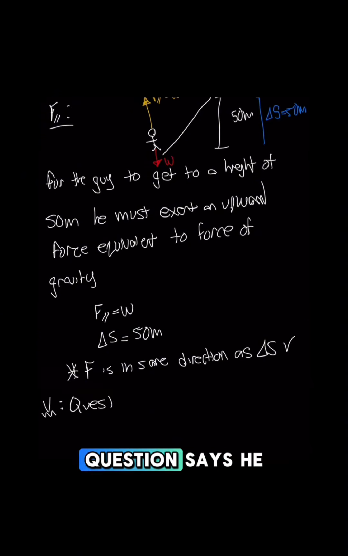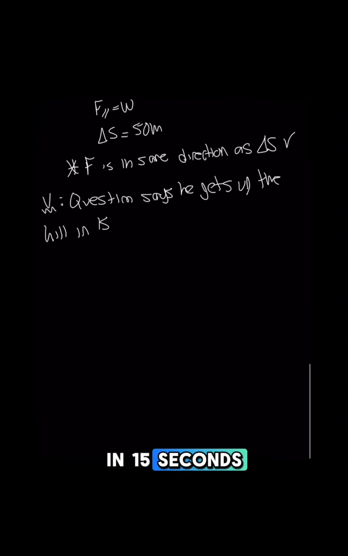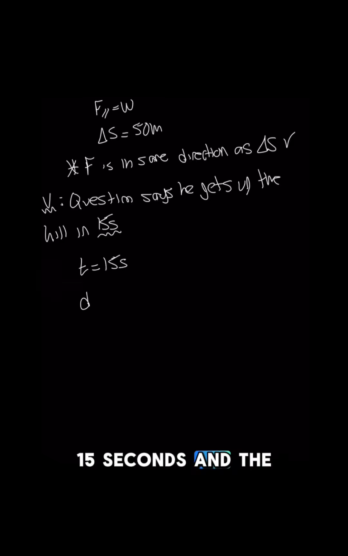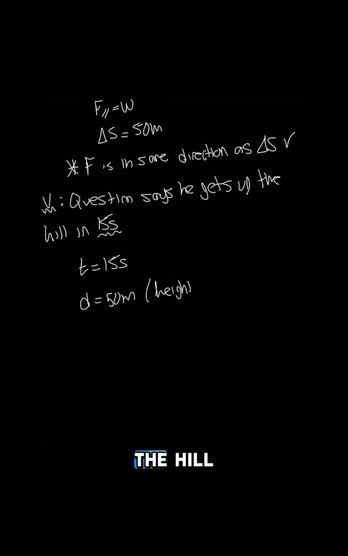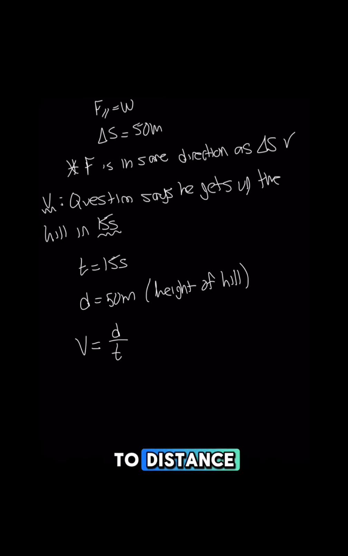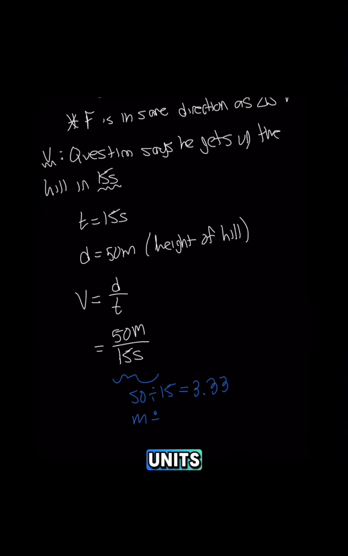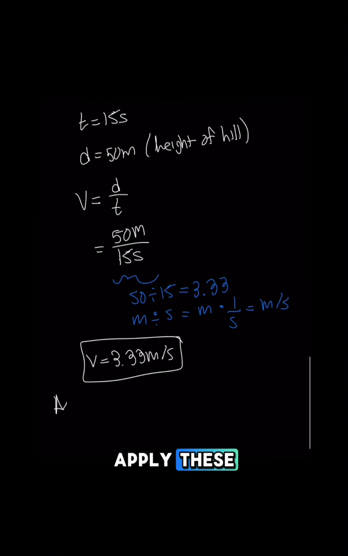For velocity, the question says he gets up the hill in 15 seconds. So our time is going to be 15 seconds and the distance is going to be 50 meters. That's the height of the hill. We can simply do velocity is equal to distance divided by time, and we can plug in our two values, and then we can compute the amplitudes in the units, and we get this for the velocity. And so we can apply these both to our equation.